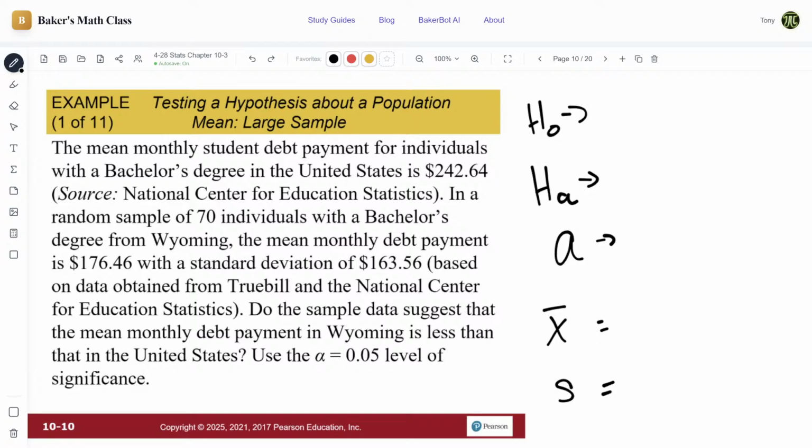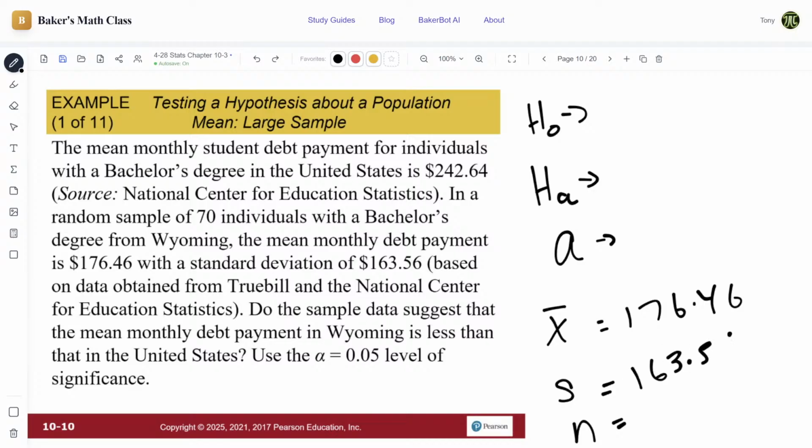All right. So sometimes in these problems, I actually think it's easier to pull out the sample data first. So what's the sample mean? 176.46. What's the sample standard deviation? Yep. And how many people did I look at? Or how many people were in the study? 70. And what's my level of significance?